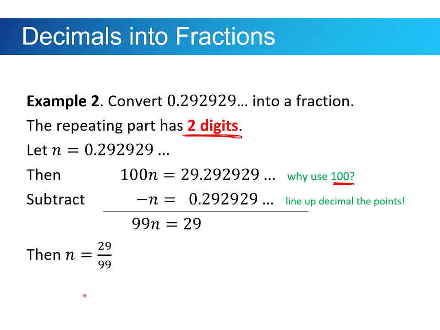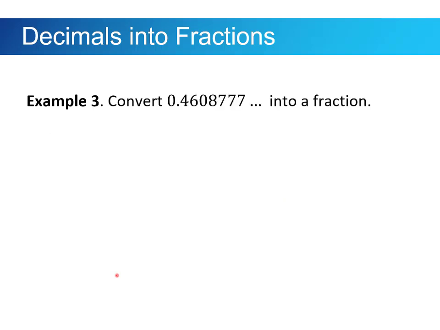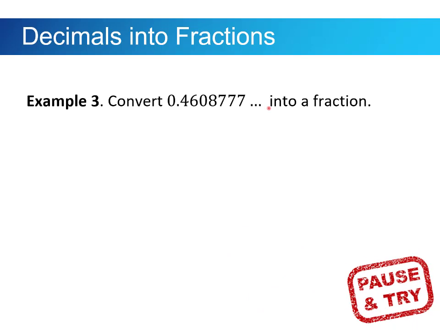And you can always double check your work by actually pulling out your calculator and doing 29 divided by 99 and seeing what you get. One more example. Convert 0.460877777 into a fraction. And actually, I'll invite you to pause the video, give this a try, see what you can do, and then start the video again to check your work. Okay? Give it a try.